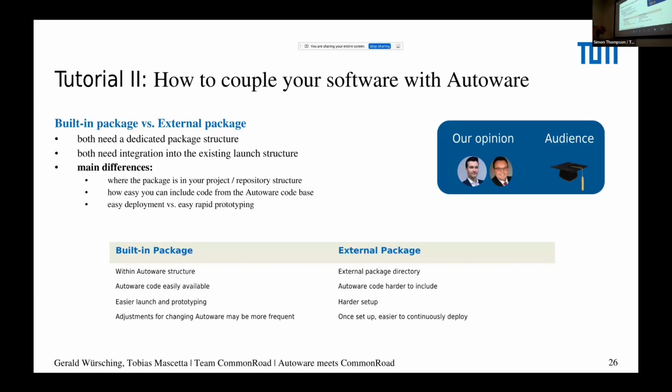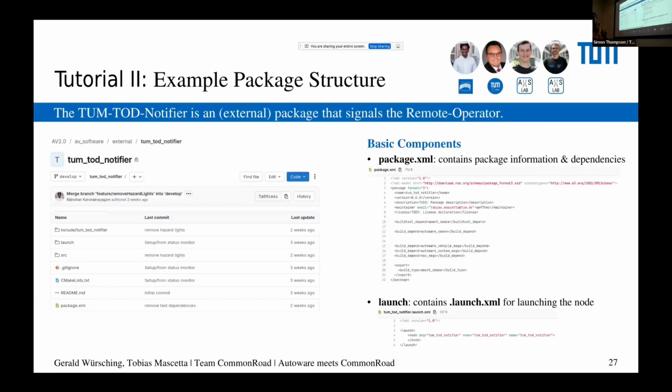An easier version in the long term is the external package. You have everything in an external repository and adjust the Autoware launch structure on a higher level. But of course, for that, you have to know something about the Autoware launch structure. I'll just give you a very brief rundown of how to do an external package. This external package is the tele-operated driving notifier developed by Team Planning, which is ADS and myself, and our colleague from FTM who does the system part. Basically what we have here is a very simple C++ node which signals the tele-operated driver that we're standing somewhere although we want to drive.